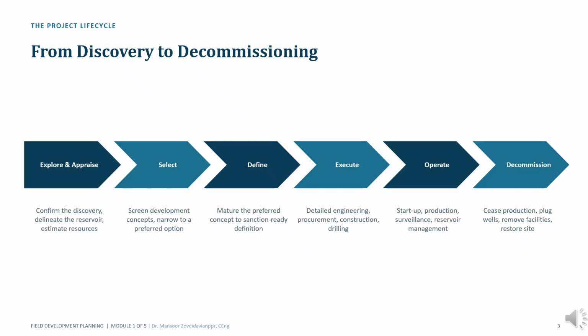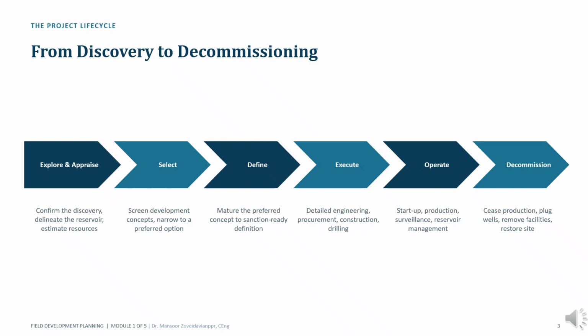Before we go deeper into the stage gate process, it is important to understand where the FDP sits within the overall project lifecycle. Every field development starts with explore and appraise. The objective here is to confirm the discovery, understand the reservoir, and estimate the resources that could potentially be recovered. The project then moves into select. At this stage, the team develops multiple concepts and evaluates them against technical, commercial, and operational criteria to identify a preferred development option.